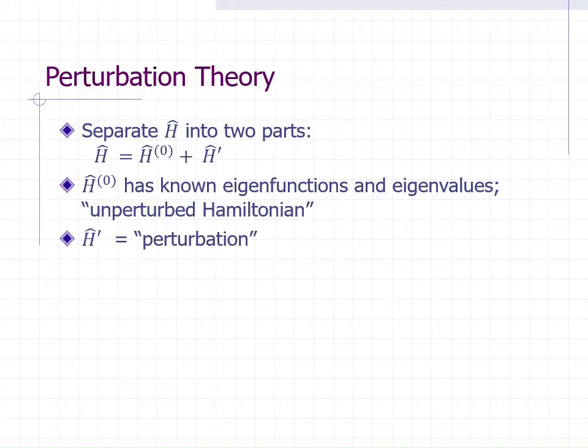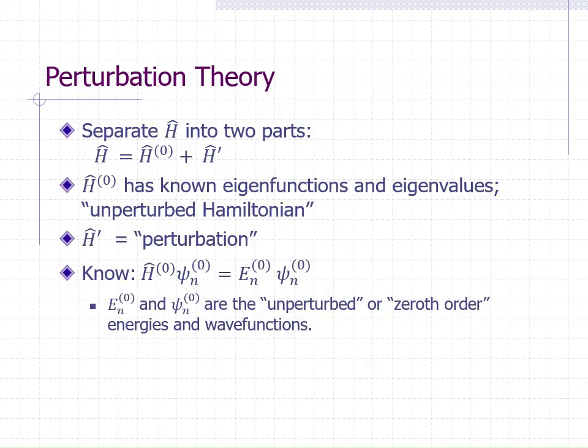The key idea is that we already know the solutions to the Schrödinger equation for the unperturbed system. H naught acting on psi naught equals E naught times psi naught. Here, E sub n and psi sub n, each with a superscript 0 in parentheses, are the nth unperturbed, or zeroth order, energy and wave function. Perturbation theory then builds on this zeroth order solution, allowing us to calculate corrections in order to approximate the true energies and wave functions using H prime.